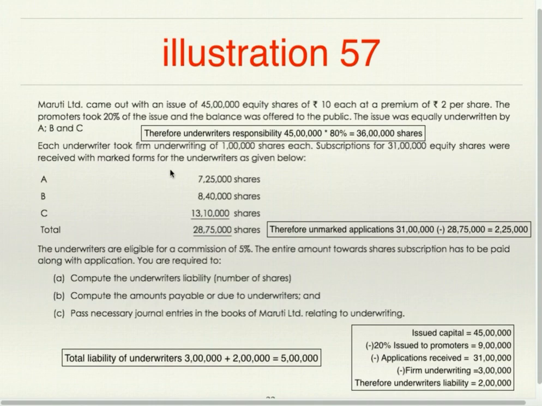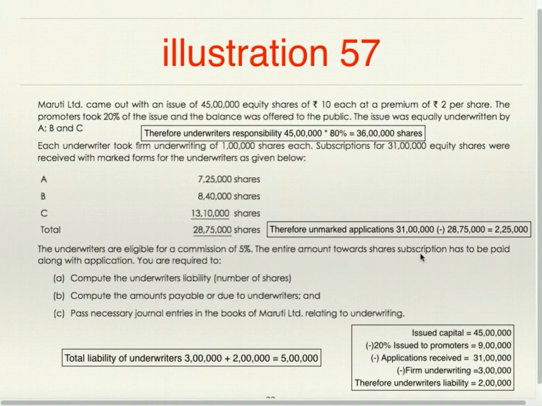Subscriptions for 31 lakh equity shares were received with marked forms for the underwriters as given below. A, B and C received 28 lakh 75,000 shares which bear the stamp of the underwriters' marked forms. Therefore, unmarked applications are 31 lakhs minus 28 lakhs 75,000, which is equal to 2 lakhs 25,000, to be distributed in the ratio of gross liability, which is equal. Underwriters are eligible for a commission of 5%.